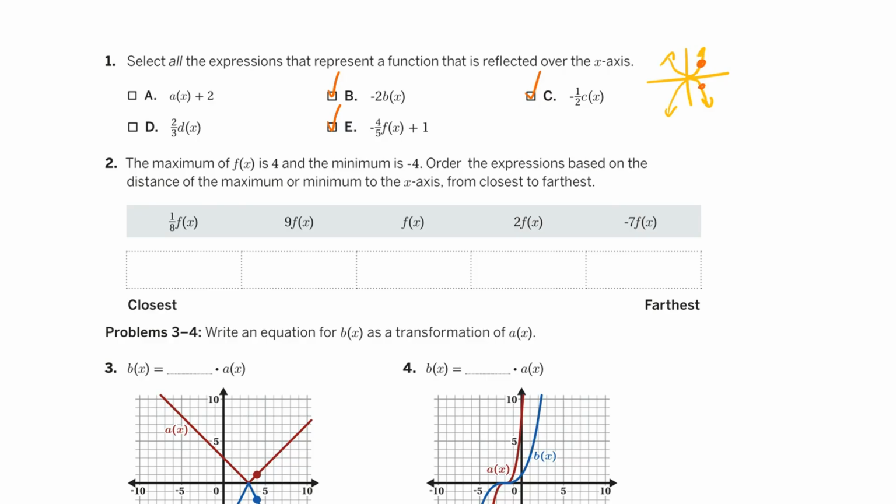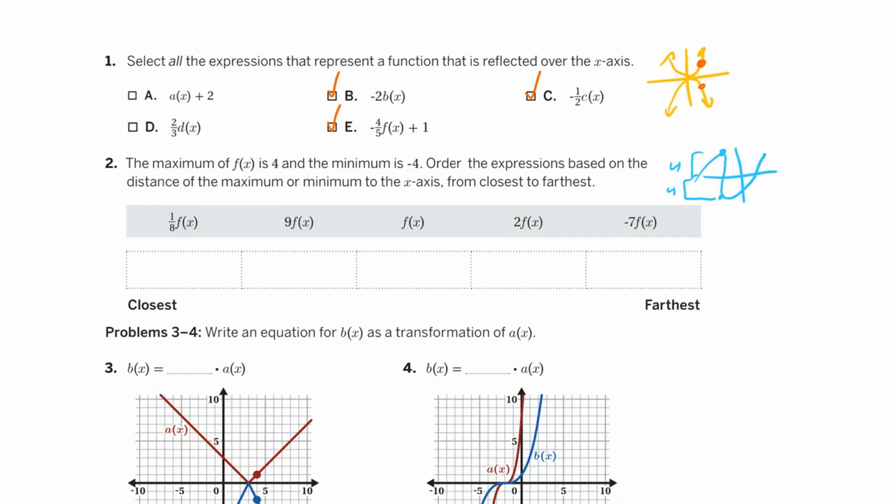For number 2, the maximum of f of x is 4, and the minimum is -4. Order the expressions based on the distance of the maximum or minimum to the x-axis from closest to furthest. Let's say we have some function that goes up to +4, down to -4. The distance from the x-axis would be 4, because both the top and the bottom are 4 units away from the middle of this function, the x-axis. So we're looking for which ones are closest, which are compressing vertically versus stretching vertically.